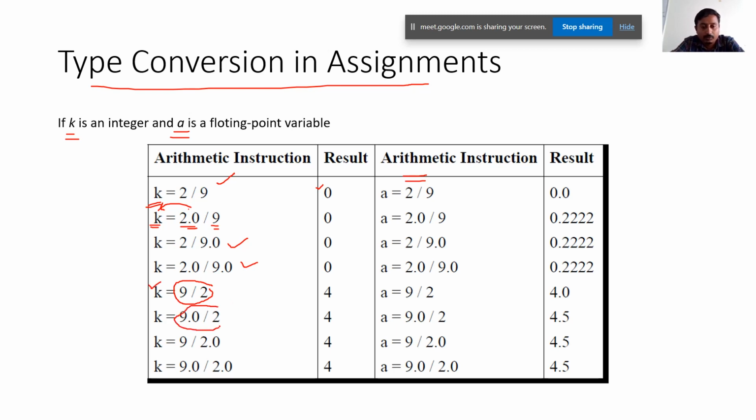This is floating point divided by integer. So the result will be some floating point number, but during the assignment that fractional part will be lost. Same is true for these two examples also.